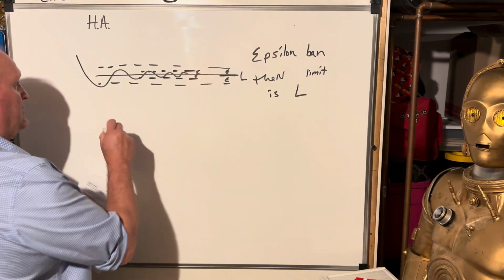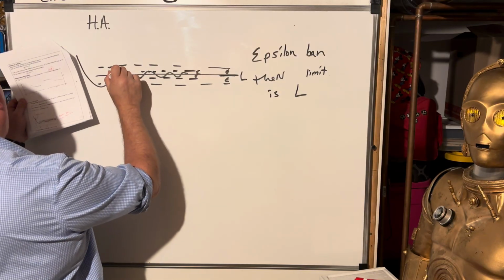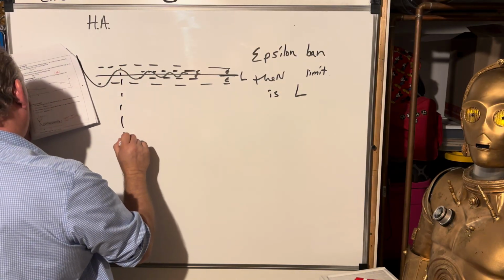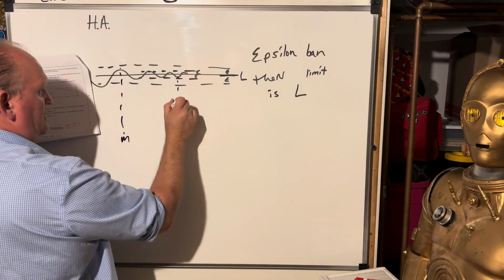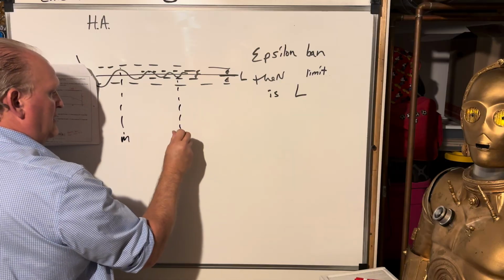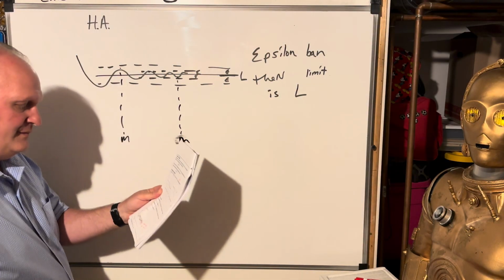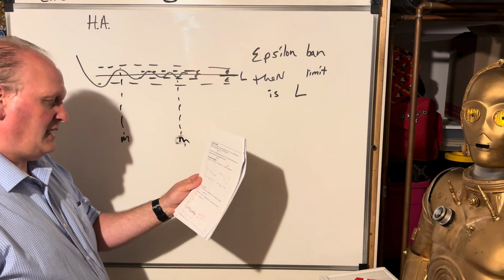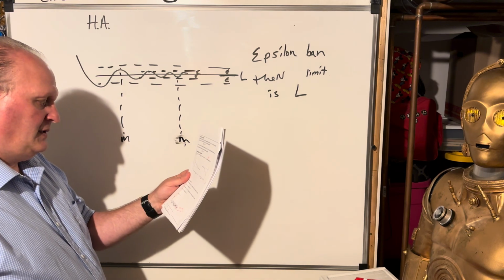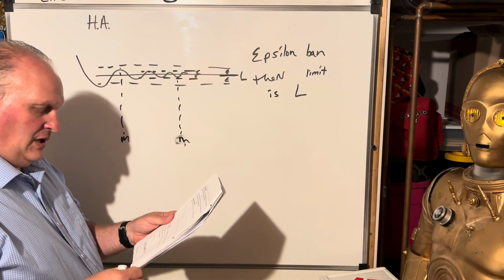So m is just the, if we have this epsilon band, we have an m going down here, then there's going to be another, a smaller m there, or a larger m. This m is actually going to be larger because the epsilon band is getting smaller. So that's what they're trying to say there. Whenever x is greater than m.